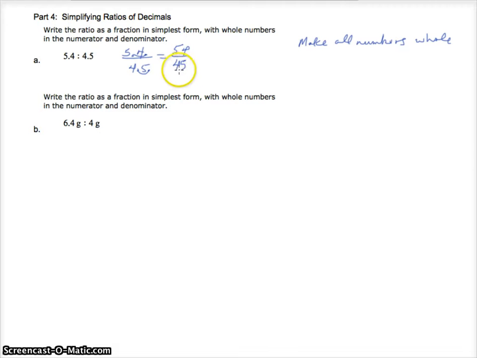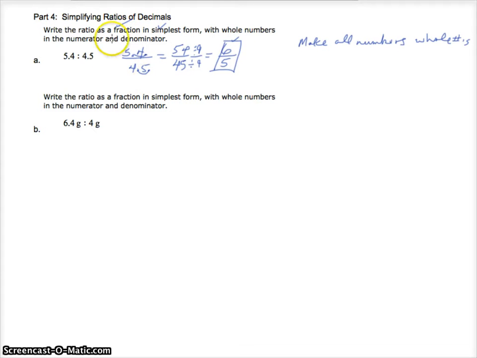Because in fractions you cannot have decimals, you got to make them whole numbers. Now I can reduce these. 54 and 45 both have 9 in them. So we're going to divide them by 9. 54 divided by 9 is 6. 45 divided by 9 is 5. I've reduced it to a fraction in simplest form.